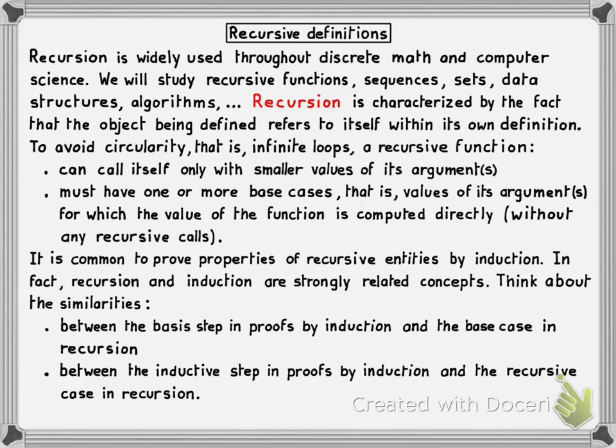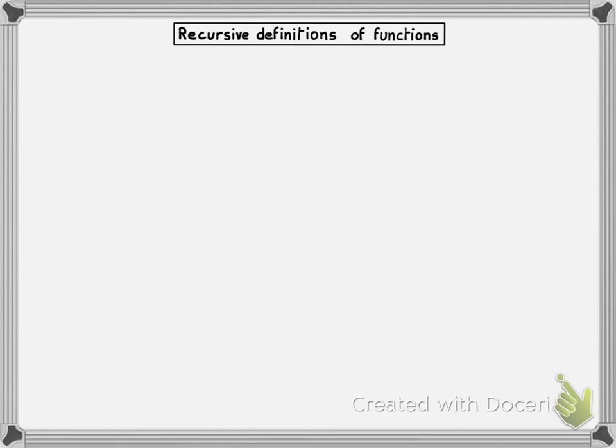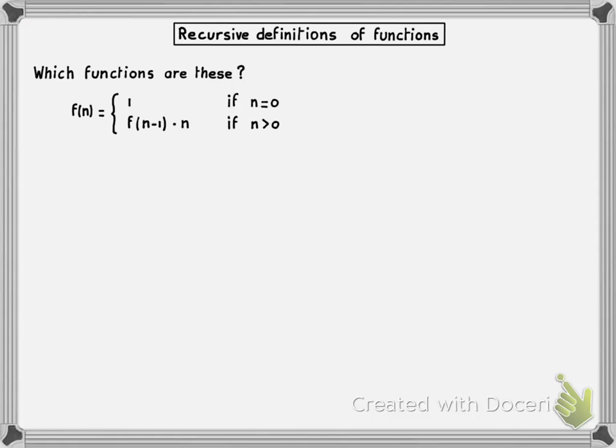Now let me conclude this segment by looking at three concrete examples of recursive functions. I'm going to give you their recursive definitions, and I'm going to ask you to infer what the function is. So the first function, f of n, is defined as follows. It's equal to 1 if n equals 0, that's the base case, and it's equal to f of n minus 1 times n if n is positive.